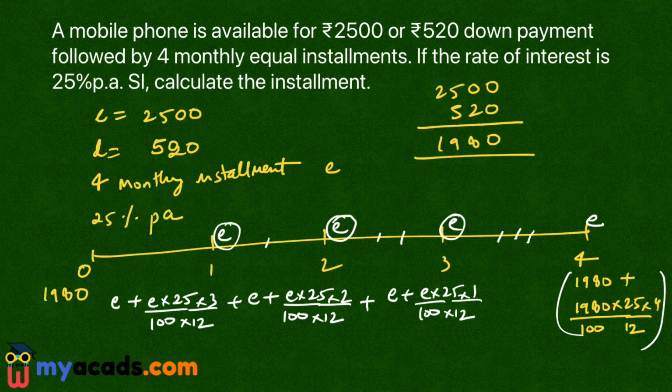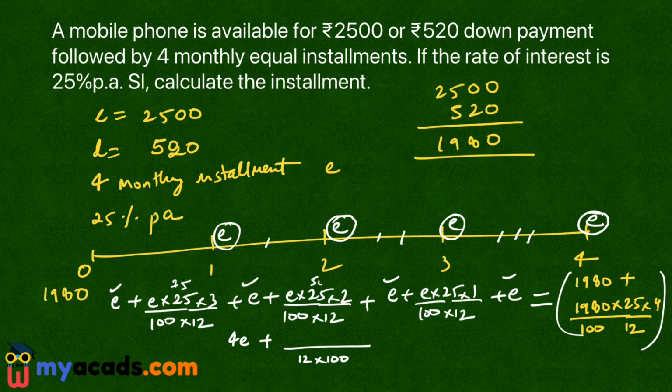And finally, the person will pay the installment E but the shopkeeper will not earn any interest on this E. So plus E, this will be equal to this amount. This will be E plus E plus E plus E, that is 4E, plus the LCM 1200. This is 75, this is 50, this is 25. So 75 plus 50 plus 25 is 150, so 150E. This is equal to, I can take 1980 as common.